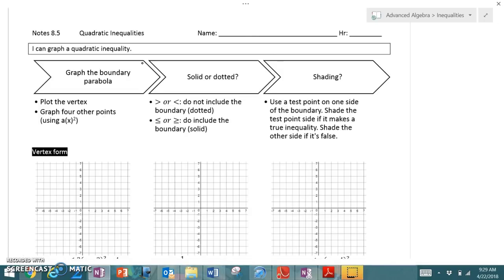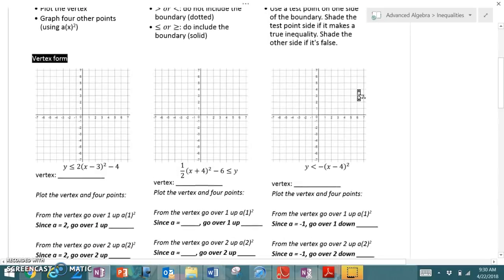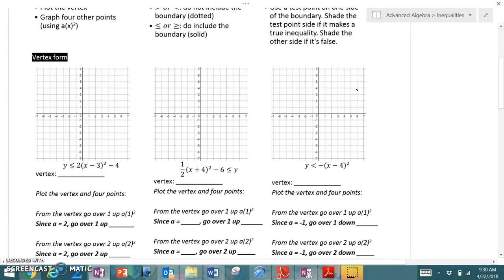Now the good news is in section 1 we learned how to graph linear inequalities. And you will see that actually our three-step process is the exact same except for we need to be able to graph a parabola first instead of a line. And then step 2 we will decide if it's solid or dotted. And step 3 we will figure out the shading using the test point. So again, on this first page, we are given vertex form.